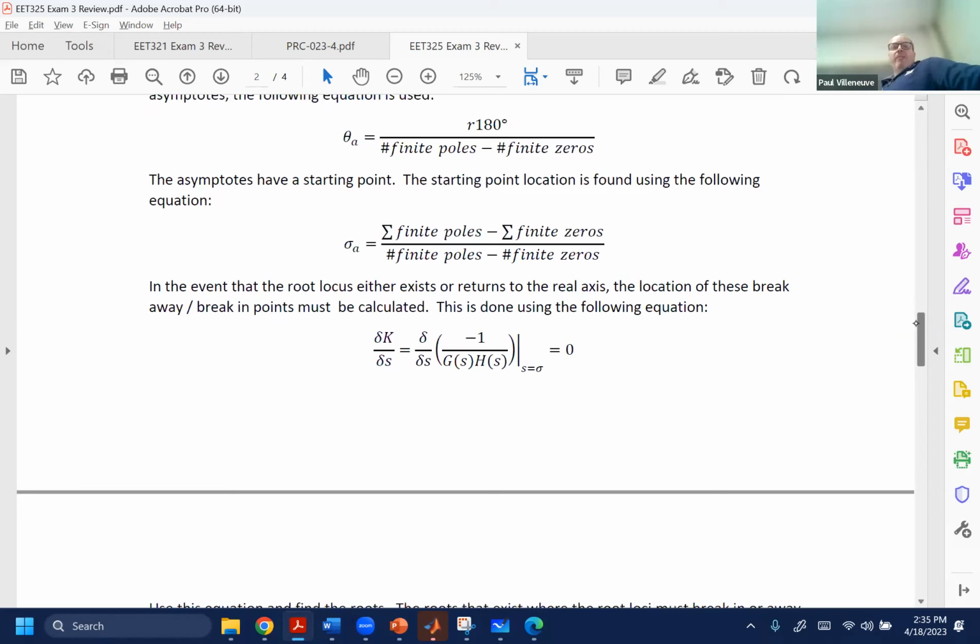Now we have to see if we have to do breakaway points or break-in points. It'd be either one, right? If we have two zeros on the real axis, we may have to break in. And we do that by solving this equation, taking the partial derivative of minus 1 over GH and setting that equal to 0, and then solving for the valid break-in or breakaway points. Remember, valid has two criteria. Part one, it has to be on the real axis, so you can't have a complex number. And part two, it has to be where the root locus or two root loci leave or enter the real axis.